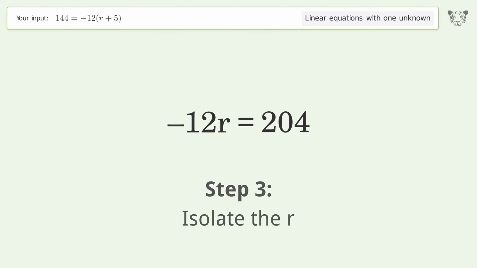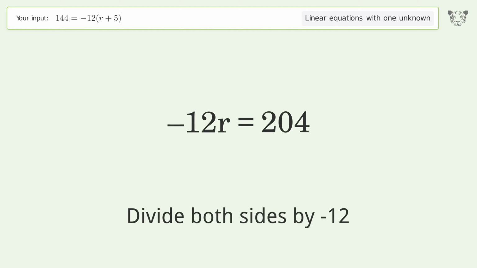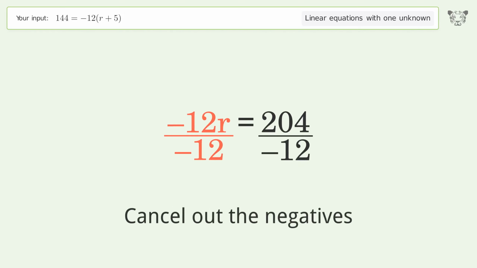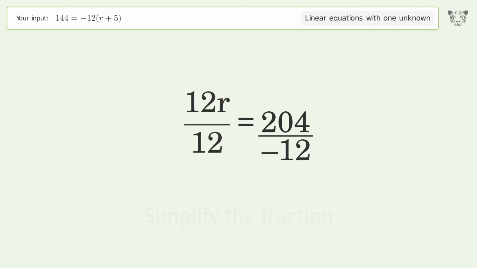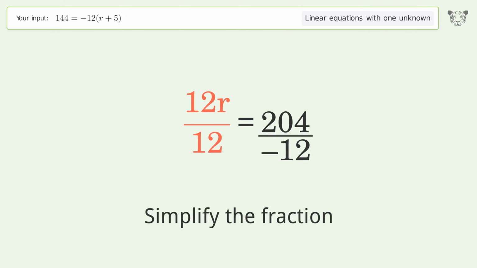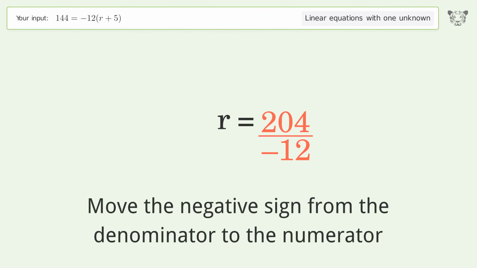Isolate the r. Divide both sides by -12. Cancel out the negatives. Simplify the fraction. Move the negative sign from the denominator to the numerator.